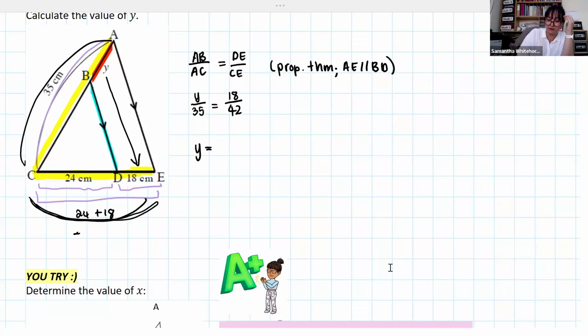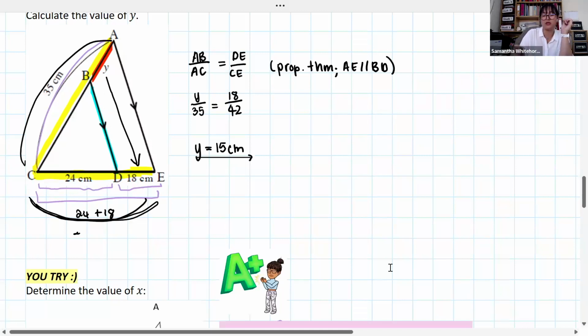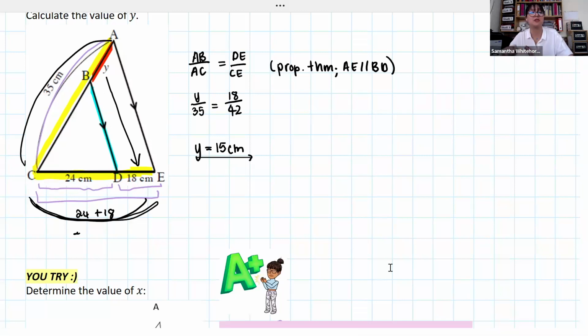Okay, so it's equal to 15. Again, I'm just pedantic, so it's equal to 15 centimeters. If you just said 15, that's absolutely fine. We're not going to take marks off if you left out a unit.